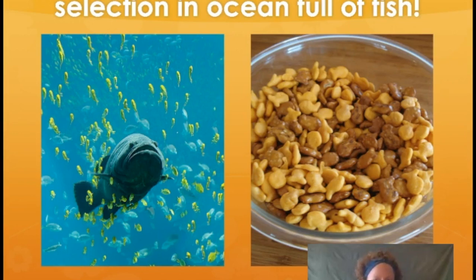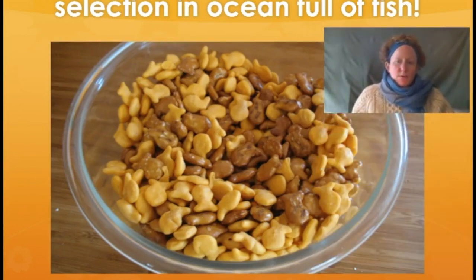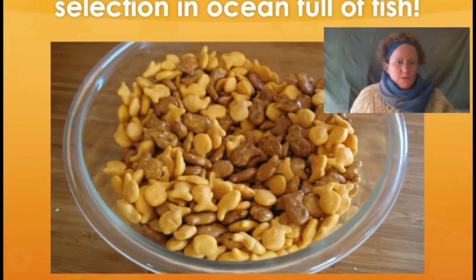So now we're going to do some natural selection in our ocean full of fish. So we have our population of goldfish and pretzelfish, and we're going to pretend we're a hungry predator and do some natural selection. What we're going to do in this lab, and we're going to do a little bit of math, but don't worry, I will help you. We're going to see how the allele frequency changes over time. Remember, allele in this case is big F, which is the dominant allele and ends up with a brown phenotype, or little f, which is this gold phenotype, the goldfish crackers you're very familiar with, I'm sure.